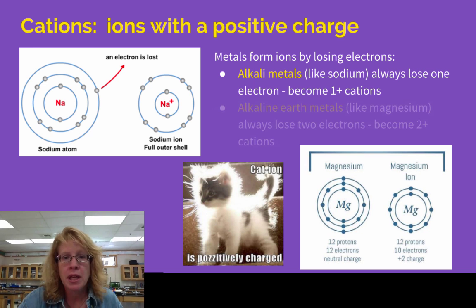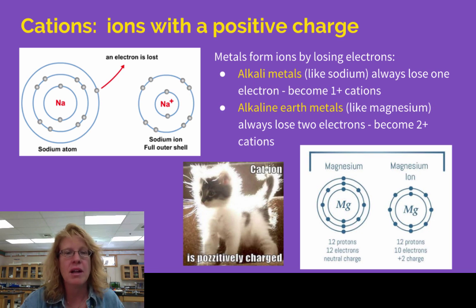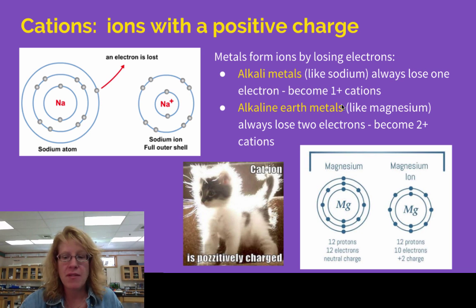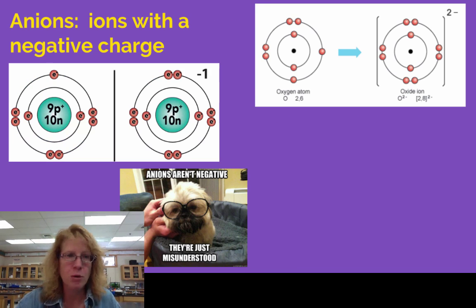When it loses one electron, it becomes a +1 charge. Things in the second column, the alkaline earth metals, become 2+ ions. Again, they get rid of two electrons and then they become a +2 charge. So cations are formed from metals and they always have a positive charge, +1, +2. You'll see a couple of +3s and very rarely will you see a +4.